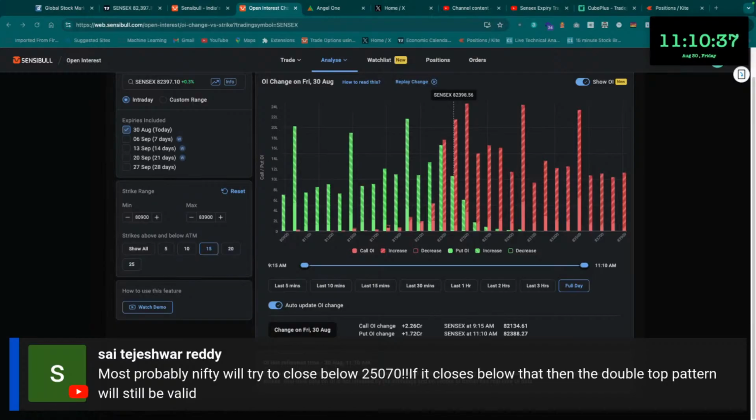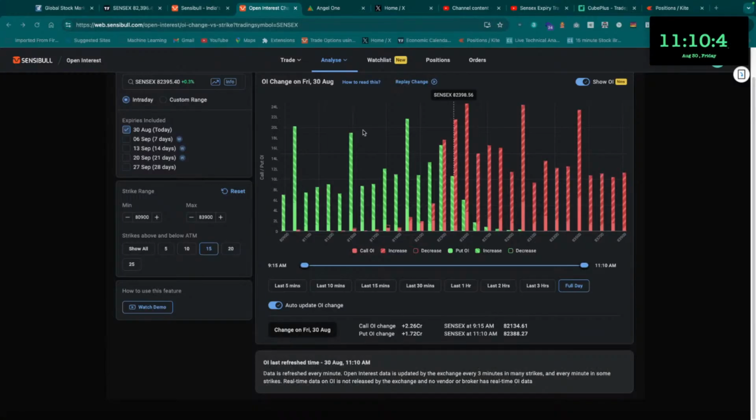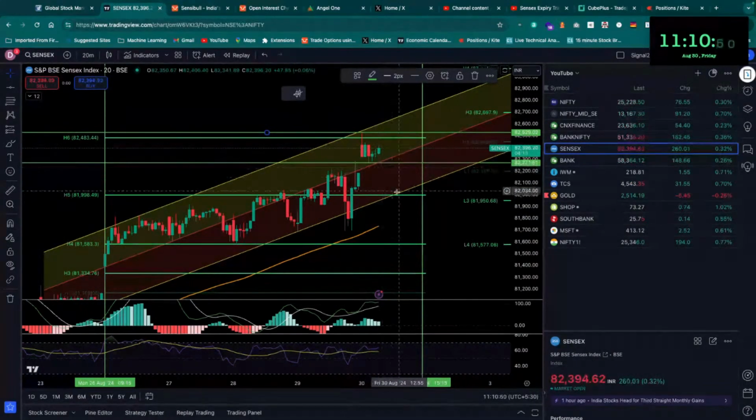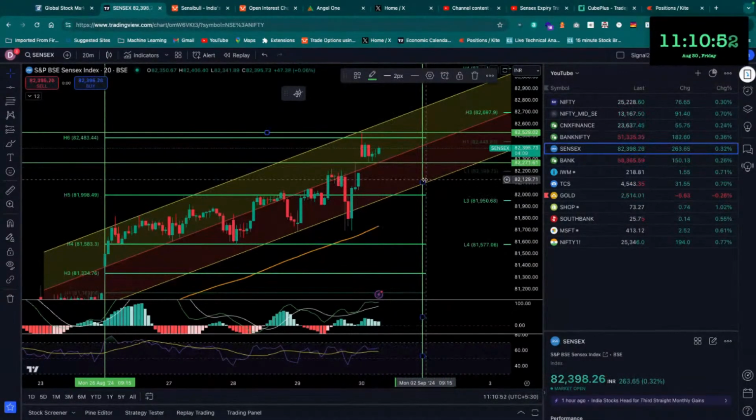Below 2070, if it closes below that, then the double top pattern. Yeah, might be. I am not following Nifty. So today my entire focus is on Sensex. While I have some trades on Nifty in Angel One, I'm not much worried. So if Sensex is successful, then I'm okay.